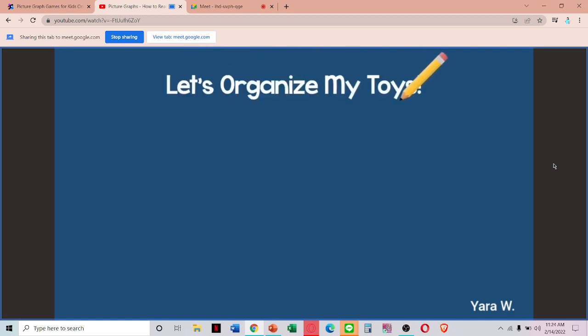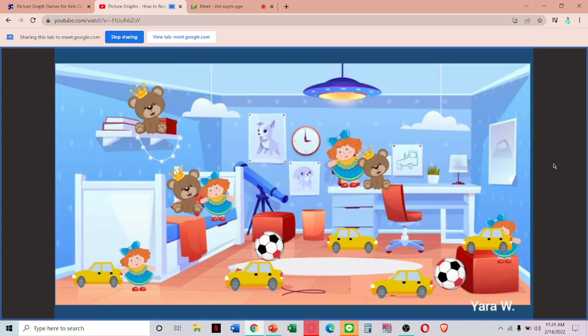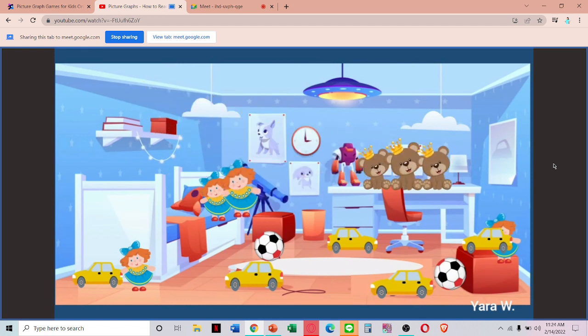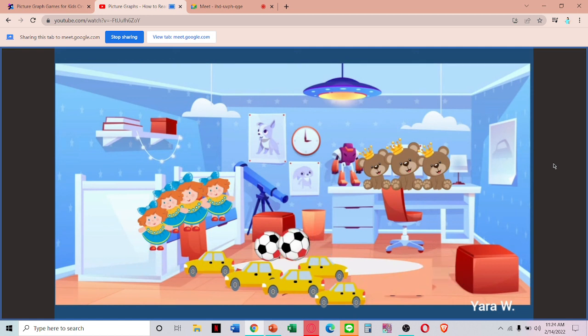Let's organize my toys. I will draw a special table called a graph to organize all of my toys. Now let's see. I have dolls, cars, teddy bears, and footballs. Now I will place similar toys together. I will place the teddy bears, dolls, cars, and footballs, each with the similar ones.